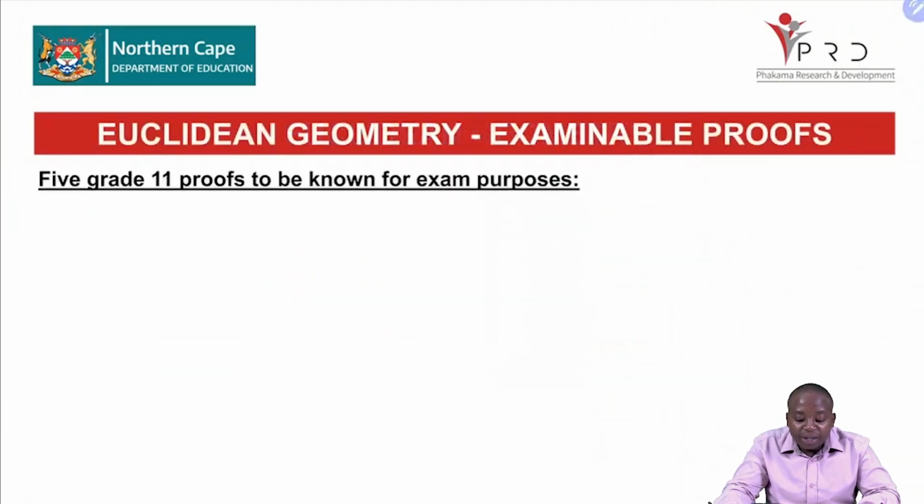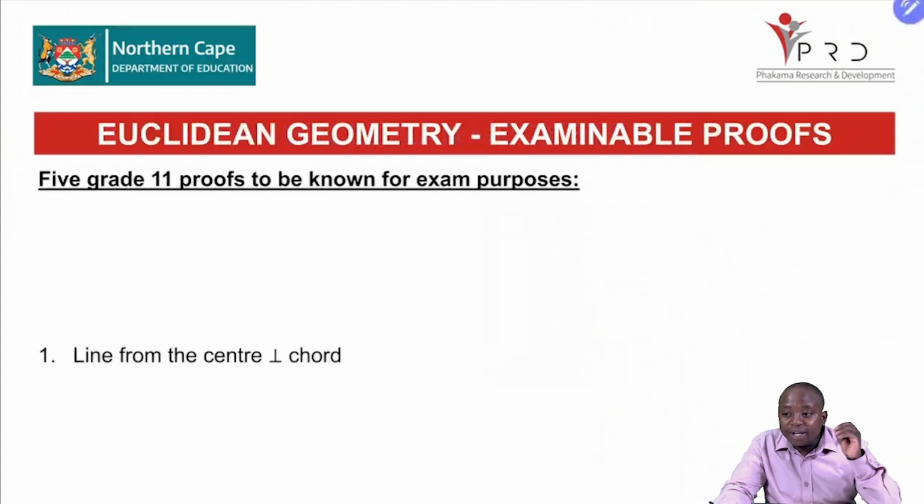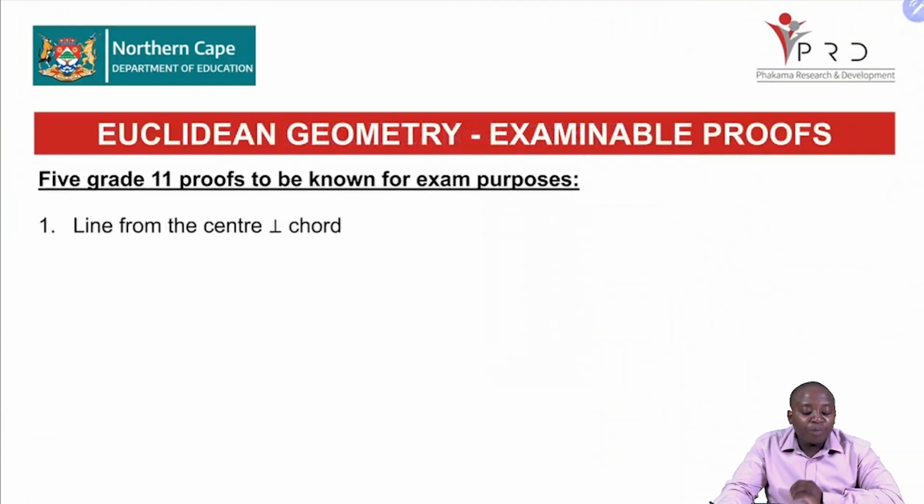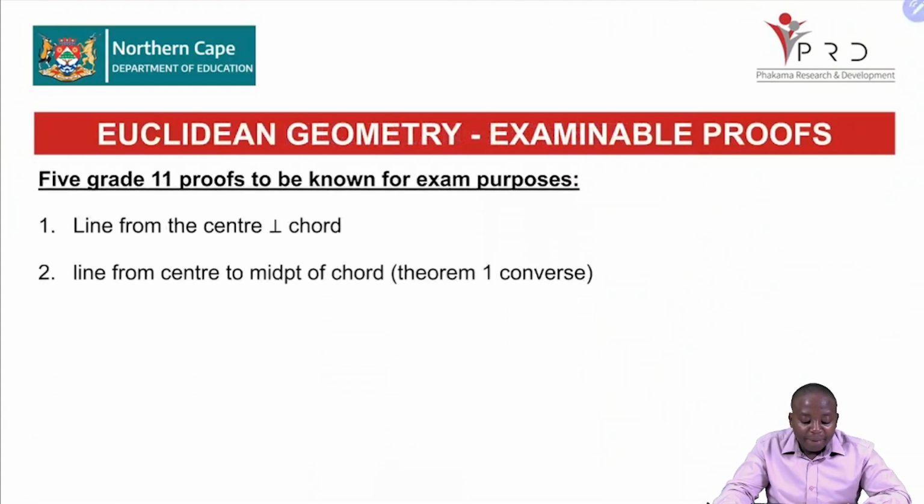Right. Now let us look at what proofs we can expect in our examinations. These are the examinable proofs, and we must know that we have 5 grade 11 proofs that we must know for examination purposes. Number 1, we must prove the theorem that states a line from the center bisects the chord, or is perpendicular to the chord. Number 2, we are going to be required to prove the line from the center to the midpoint of the chord, which is the converse of theorem one, which is line from the center perpendicular to chord.